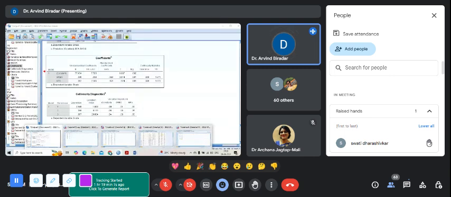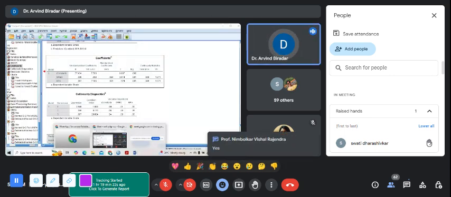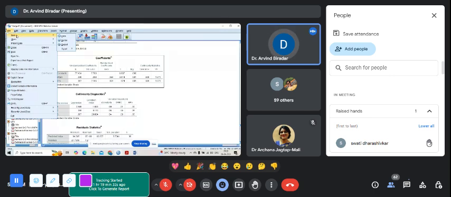Do you want to take one more example on that? Yes, sir. To take one example of BP, age and weight. To take a new example.